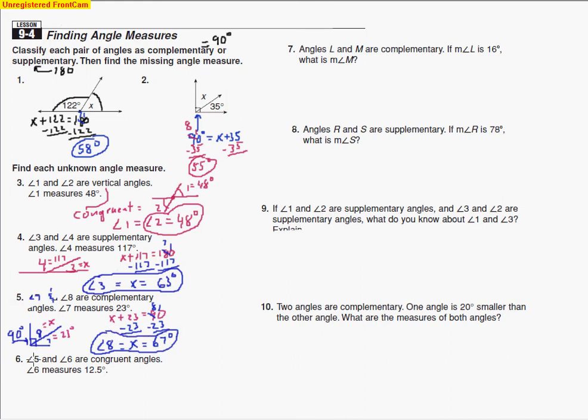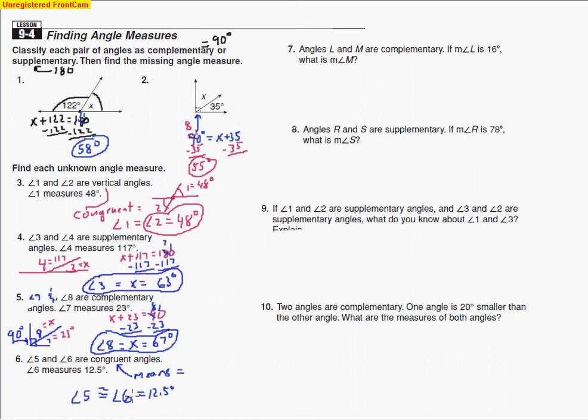Here it says angle 5 and angle 6 are congruent angles. Congruent means equal, means they're exactly the same. Here's the symbol for congruent too: angle 5, it's an equal sign with a little squiggly line on top. So angle 5 equals angle 6. It says that angle 6 is equal to 12.5 degrees.